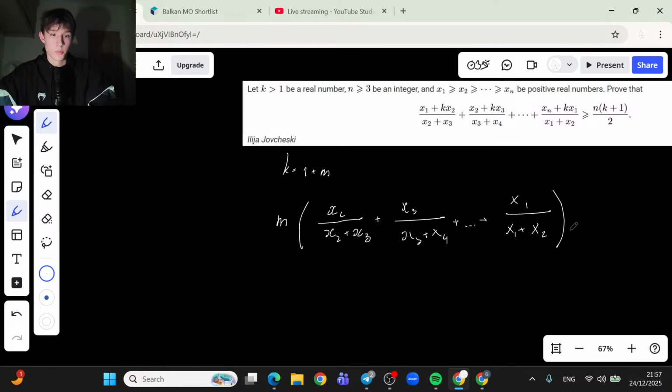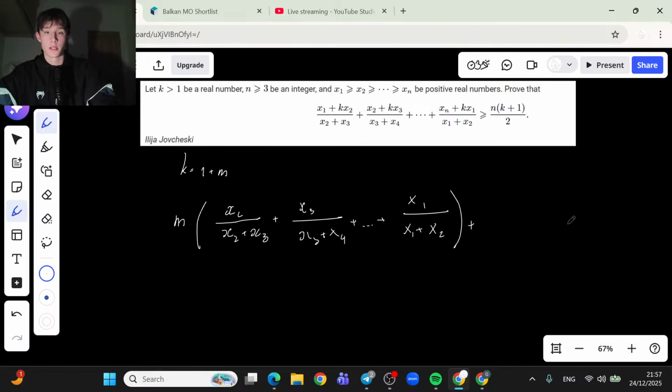Okay, that's one part. That's factoring the m out. And then I just get the sum of x1 over x1 plus x2, like this kind of thing. Wait. Yeah, here I get x1. Wait, isn't it the same? Oh my gosh. Please don't tell me it's the same. Wait, what? Wait, did I do something wrong? I should have. Wait, x1 k equals 1 plus m.